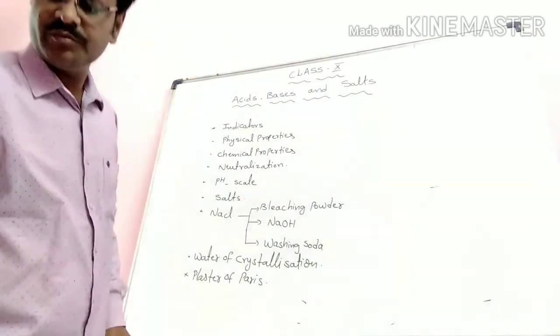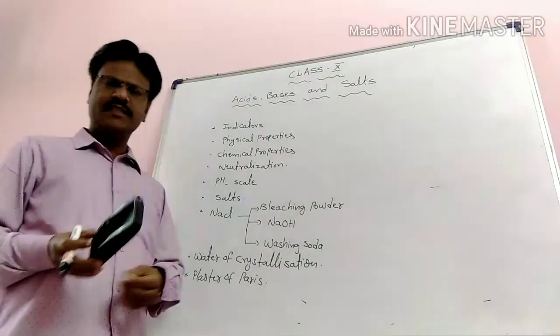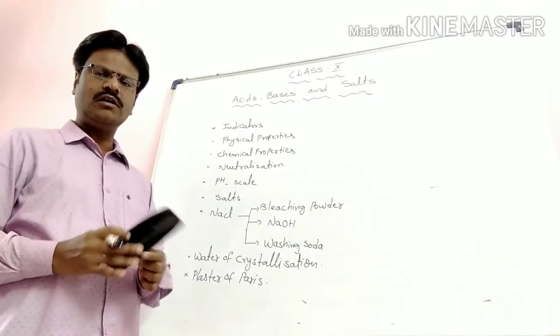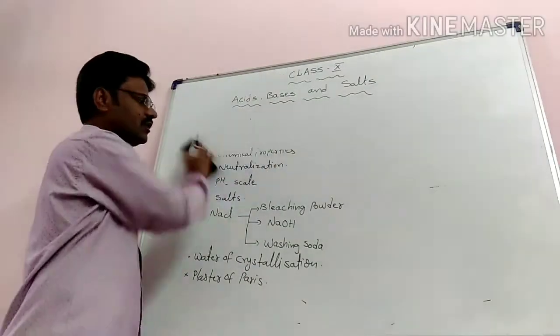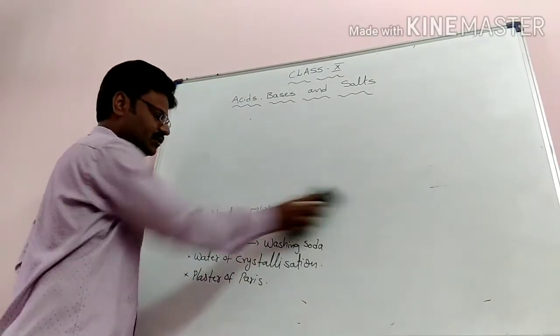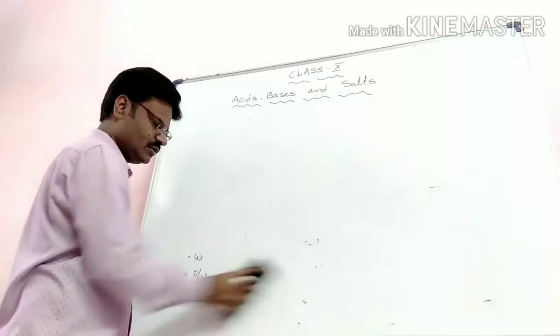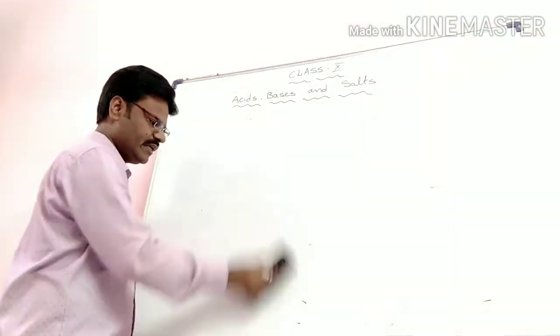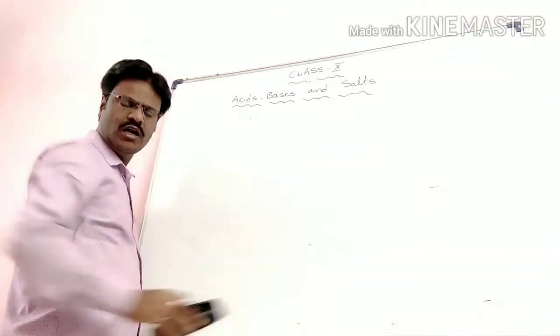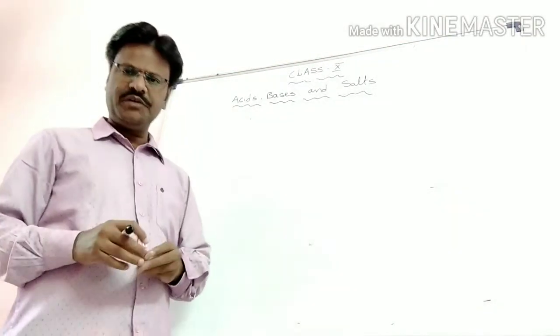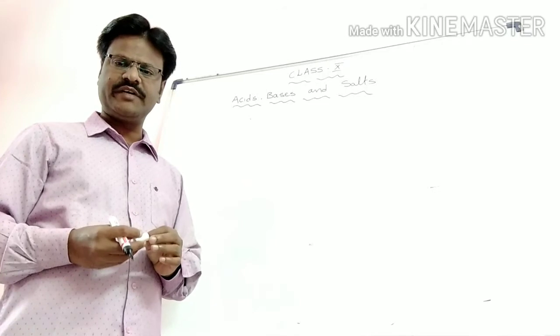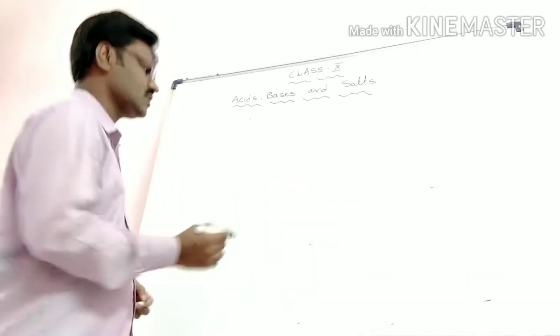So already you know about acids, bases and salts. All compounds or all substances in the world, we mainly classify into three categories: acids, bases and salts. How can we determine these acids, bases and salts? By using indicators we can identify acids, bases and salts.